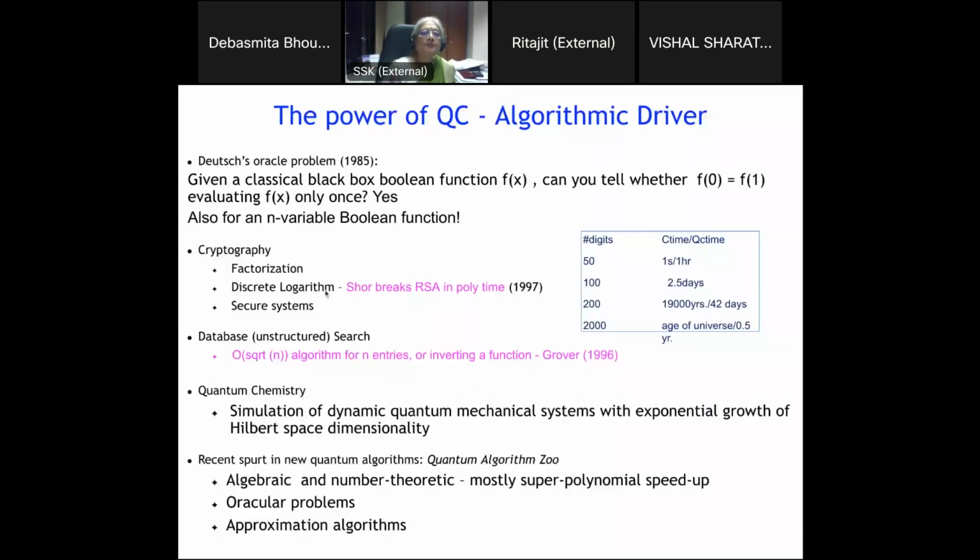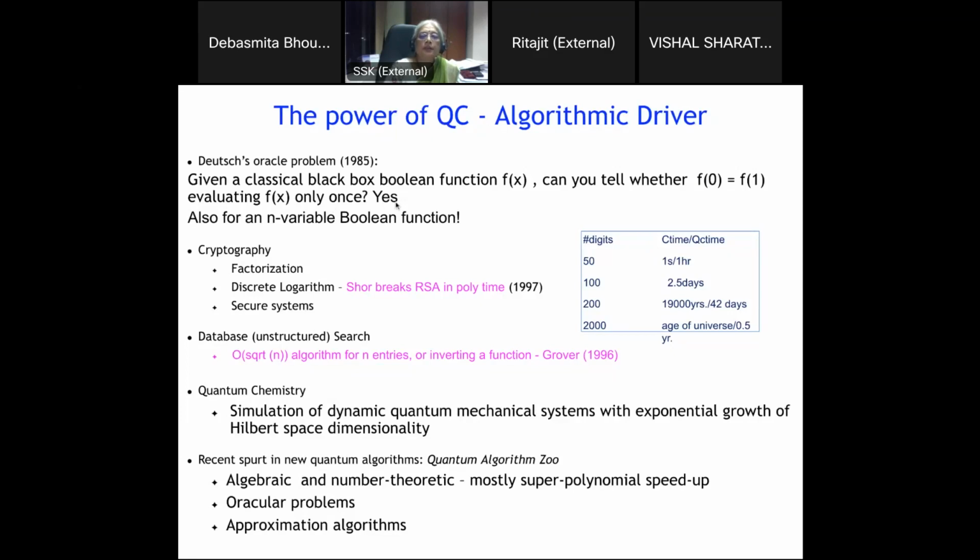Now, just to have an idea, Deutsch's oracle problem of 1985 was that you're given a classical black box Boolean function, which means there is only one bit as the input, and one bit as the output. Can you tell whether, for the two possible values of inputs, the value of the function is the same? That is, the function is a constant function. And classically, what will you do? You will compute f of 0 and f of 1. So two evaluations. But can I answer this question by evaluating only once? Not classically, but in quanta.